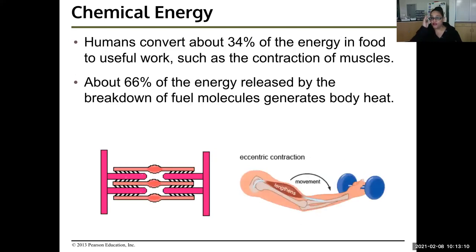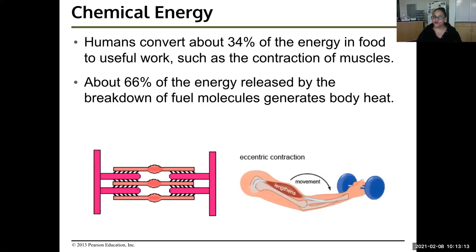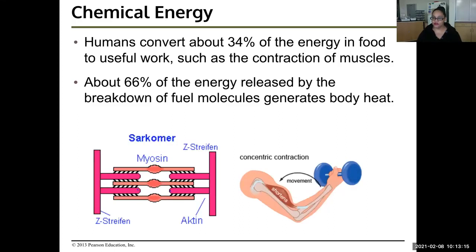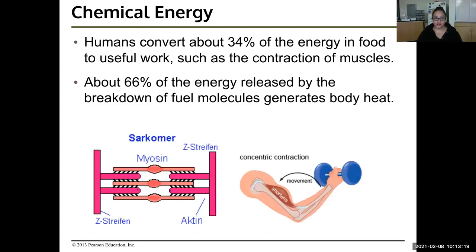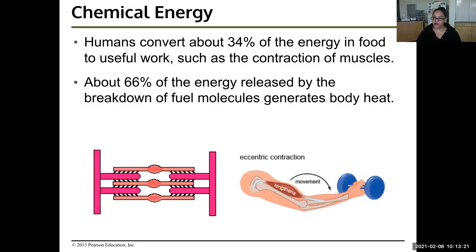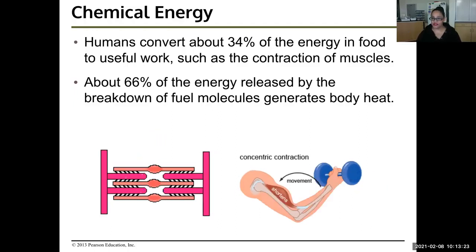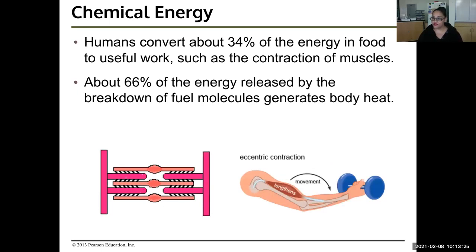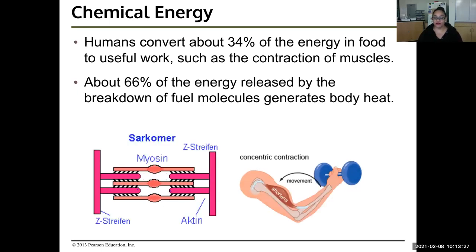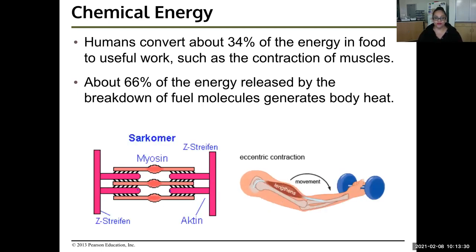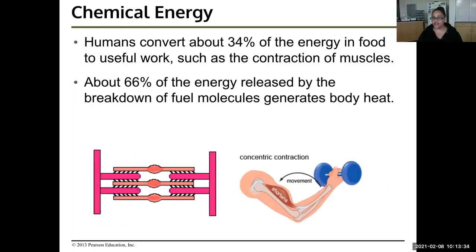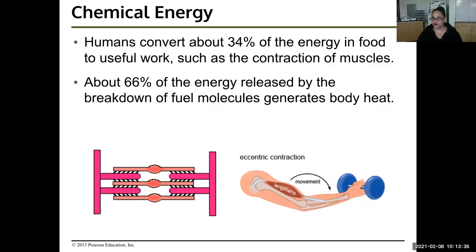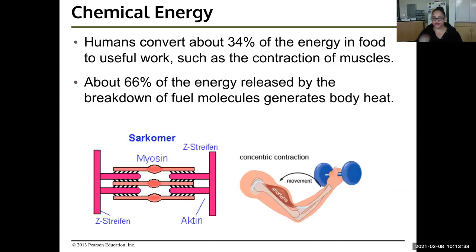Humans convert about 34% of the energy in food to useful work, such as the contraction of muscles, which leaves 66% of the energy released by the breakdown of fuel molecules. That generates our body heat and maintains our internal temperature, 98.6 all the time. Whether we're standing in 115-degree weather or in 20-degree weather, our internal body temperature stays the same.